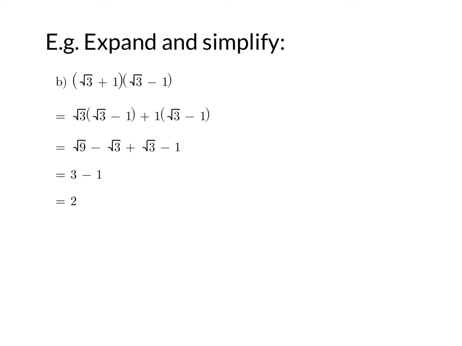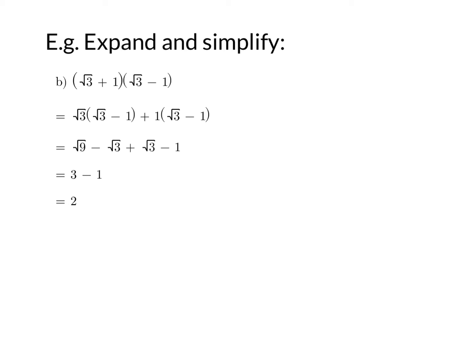Second example. You may notice that this is a difference of two squares, but let's expand it. So we put the surd 3 outside of the second bracket and the plus 1 outside of the second brackets, giving us surd 9 minus surd 3 plus surd 3 minus 1.